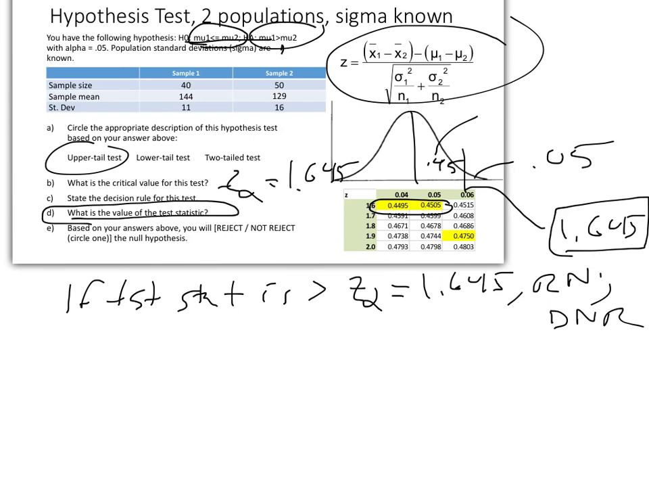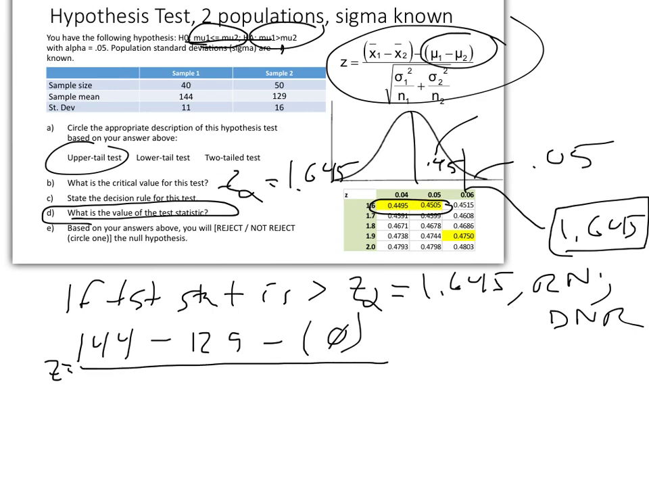We've got x bar 1 minus x bar 2, 144. This is z. 144 minus 129, minus, and then this, in our case, as we talked about, we're saying that there's no difference there. So for our purposes, this is going to be 0, mu1 minus mu2. Sometimes that could have a value, but not for what we're working with here in any of our problems. So that's going to be 0.